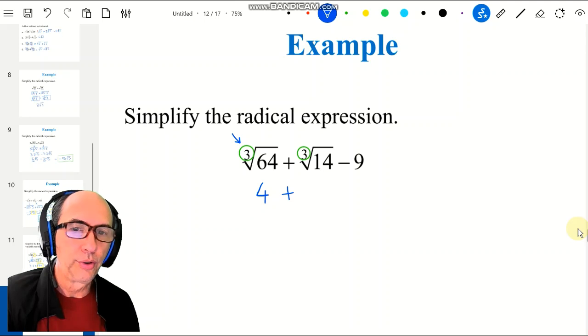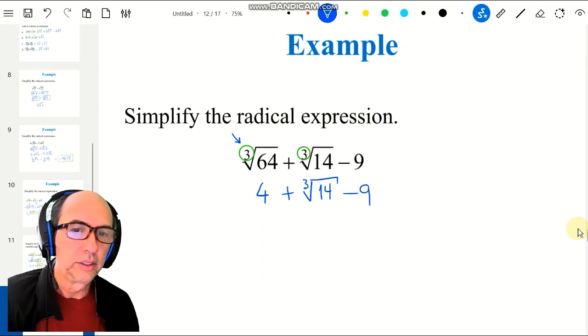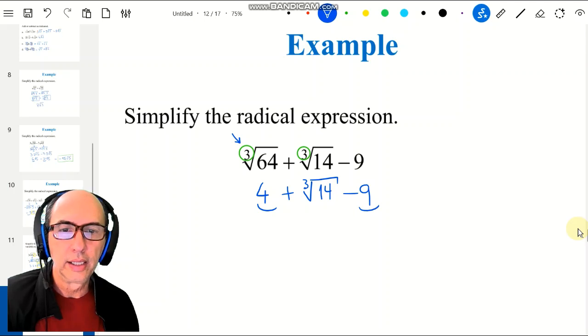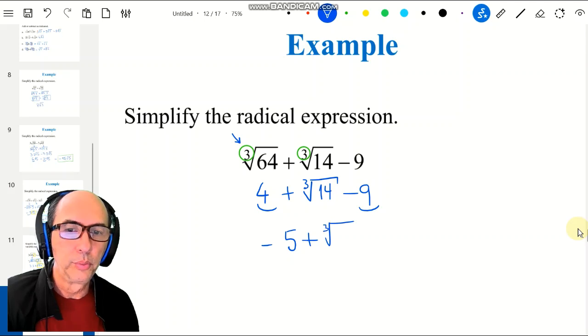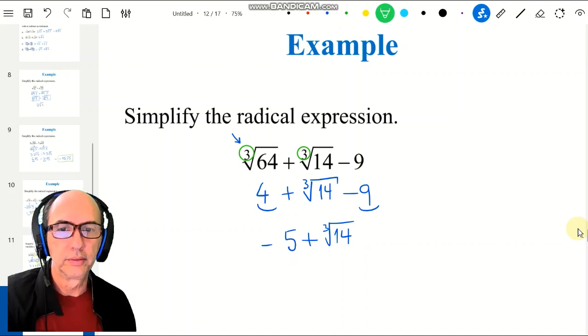And cube root of 14. We don't have a cube root of 14, it is not a perfect cube. Minus 9. Combine like terms. Negative 5 plus cube root of 14. That's the final answer.